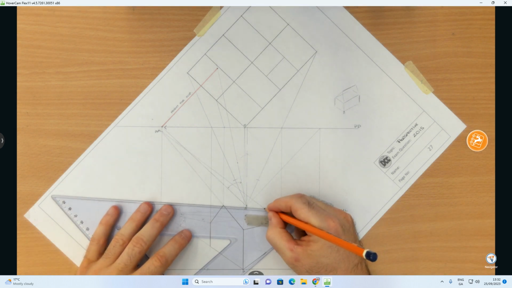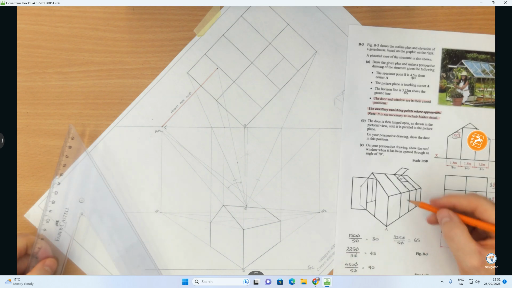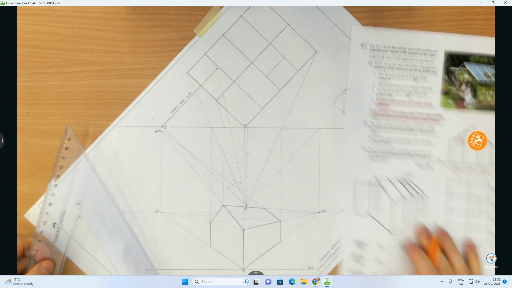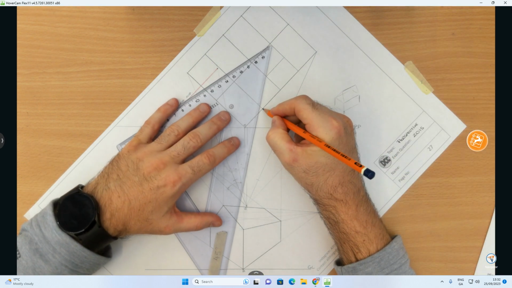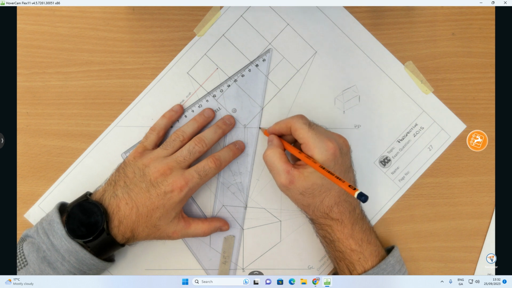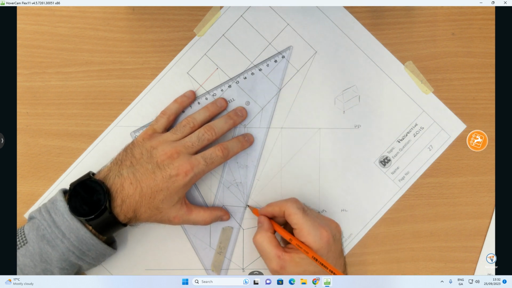Multiple ways you can go about these problems. And there we go, and there is the structure. Now I'm going to start putting in all the detail of all of these lines here. So anywhere I've got a point, I'm going to bring it down in line with the spectator and stop it at the picture plane.